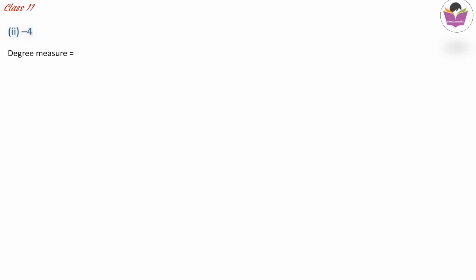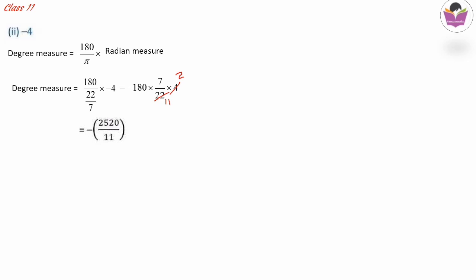We know the formula: degree measure is equal to 180 by pi into radian measure. Quite similar to the previous question, just substitute the value of pi since it is given to us: 180 by 22 by 7 into -4. Take the reciprocal of 22 by 7, multiply it with 180: minus 180 into 7 by 22 into 4. A little bit of cancellation we can do here with 4. 2 is common, so 2 2s are 4, and here it is 11. So no other cancellation is possible.